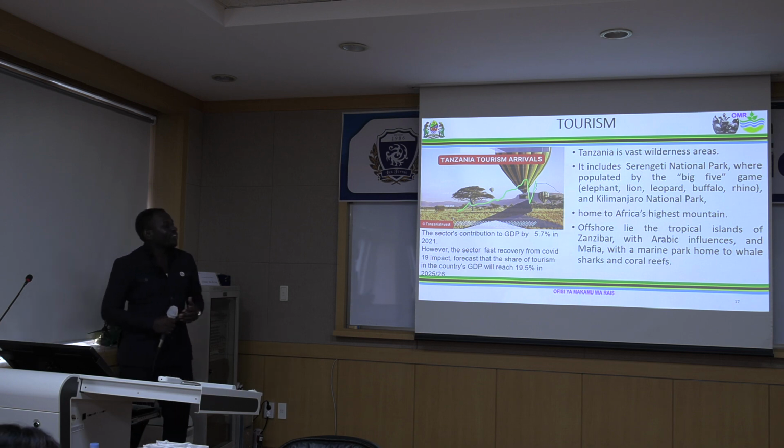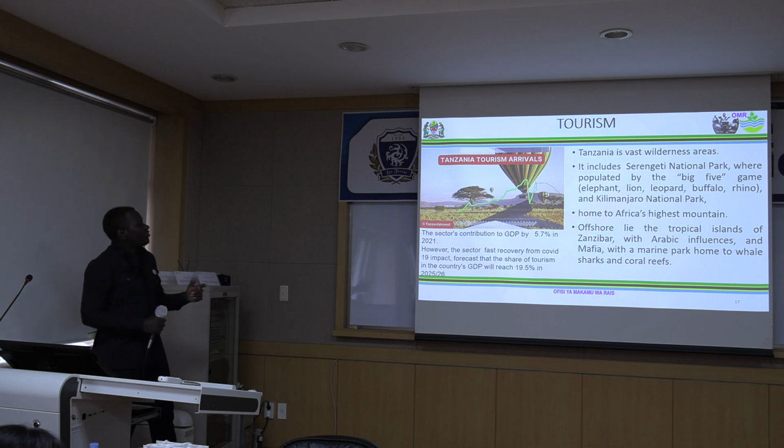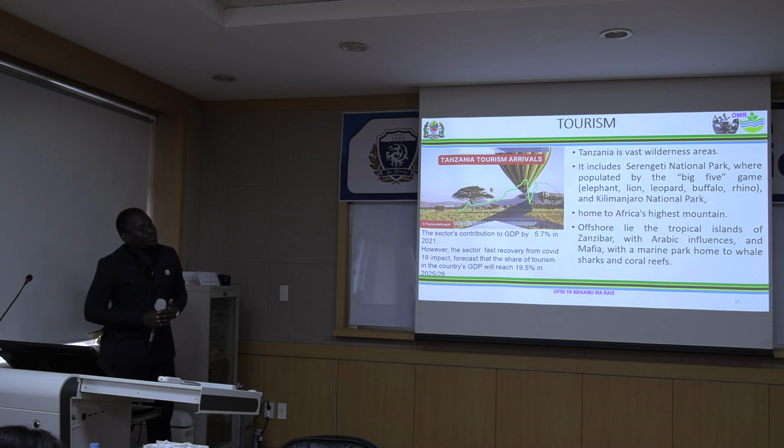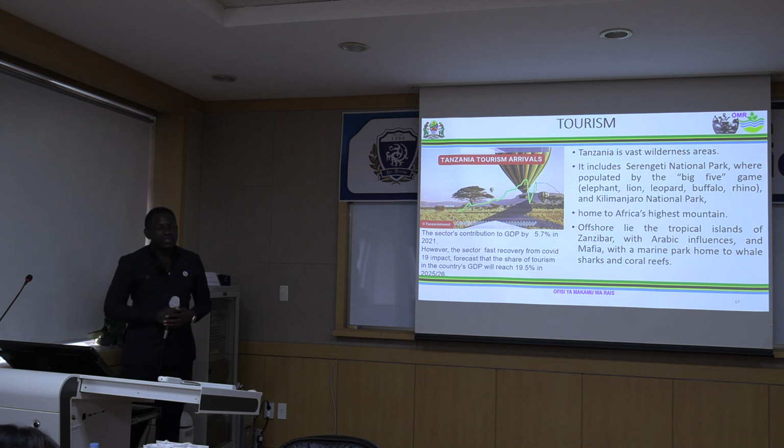When I say big 5, I mean elephant, lion, leopard, buffalo, and rhino. All the big 5 animals are available in almost all national parks in Tanzania. Also, as my colleague mentioned, in Tanzania we have Mount Kilimanjaro, which is the second biggest mountain in the world, but the first one in Africa.